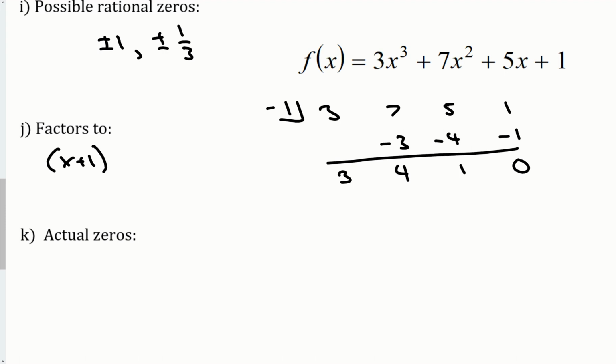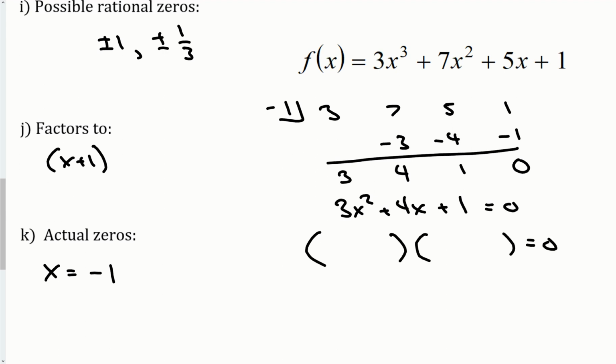x plus 1, and my actual zero is -1. Okay, now remember that this is 1 degree less. Set it equal to 0, and I should be able to factor this. So that's a 3x and an x. Everything is positive. Double check using FOIL that it works out, and it does. So those are my other 2 factors, 3x plus 1 and x plus 1. And my zeros become -1.